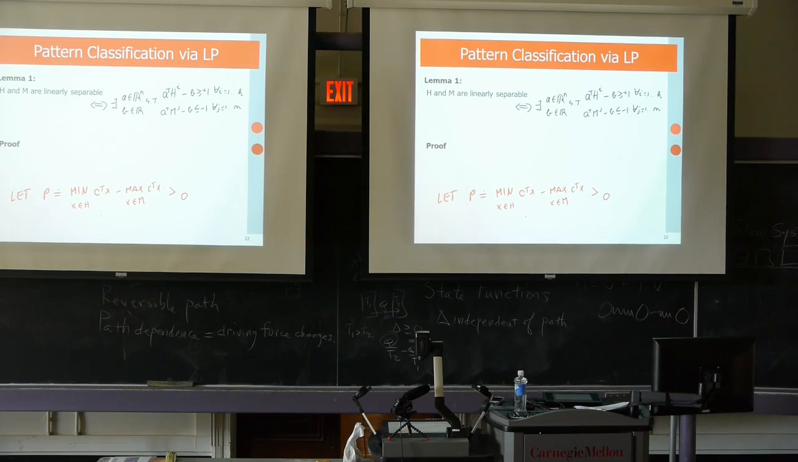So when I take the maximum, it has to be bigger. So I can always find a scale such that if I scale C and B, the minimum of scale C transpose x minus scale B has to be bigger than plus 1, right? I can find the same thing for x in M, and you take the maximum. Okay, that's good. But I just cannot see that that's much simpler than this.